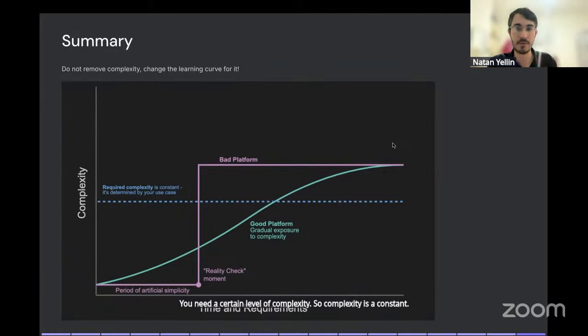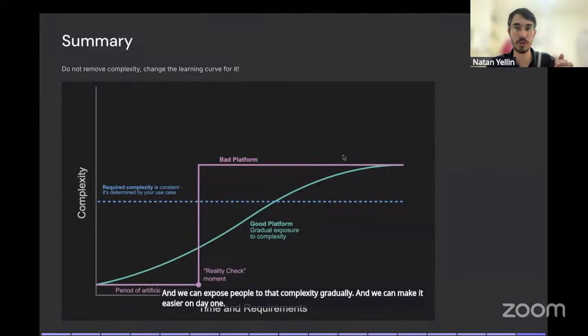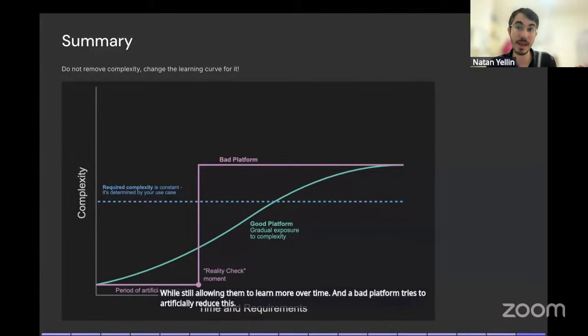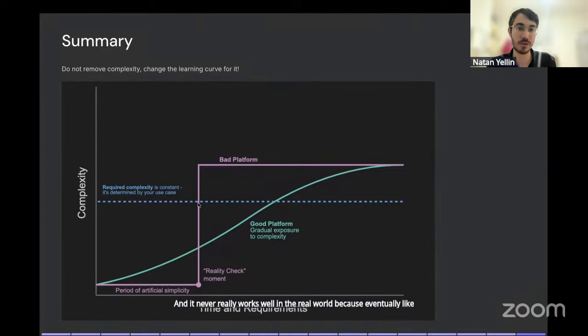All we can do with a platform is change the learning curve and expose people to that complexity gradually, and we can make it easier on day one while still allowing them to learn more over time. And a bad platform tries to artificially reduce this, and it never really works well in the real world because eventually the requirements go up here. A bad platform might put you all the way up here at the top at the beginning, right? So you're hit with all this complexity from day one when you don't actually need any of that.